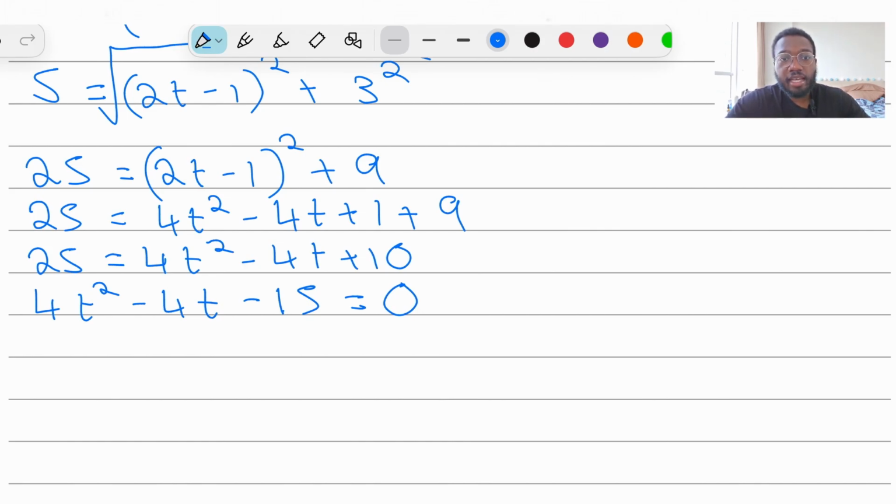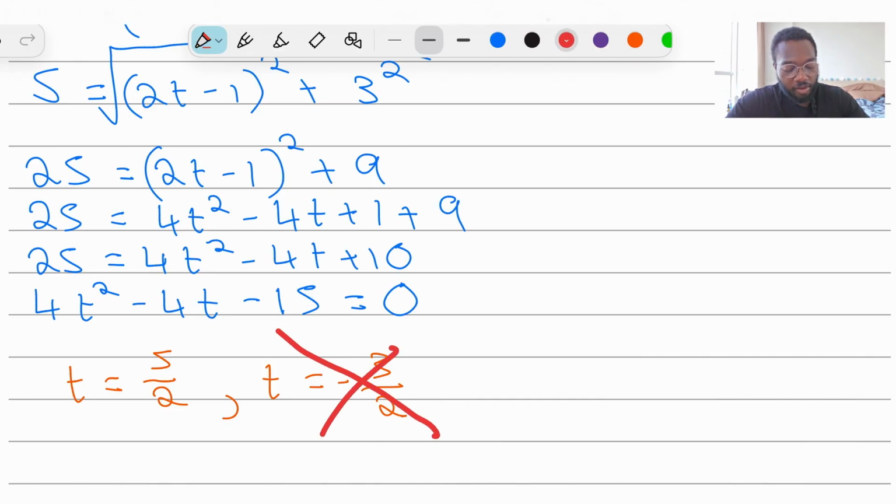And now again at this stage, you can put this into your calculator and you will get two values. You will get t is equal to 5 over 2, and you get t equaling minus 3 over 2. And again, t has to be positive. Therefore, we just disregard the negative. Therefore, our answer is going to be when t is equal to 5 over 2.